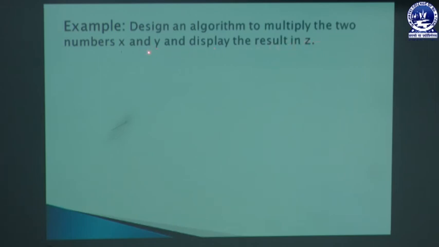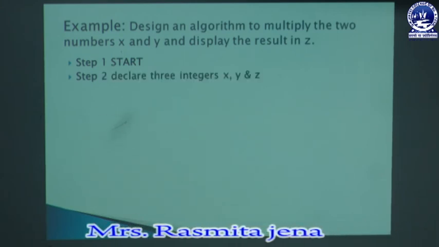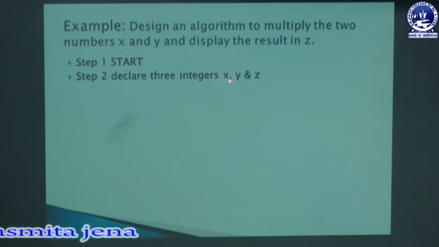That means we have 2 variables x and y, and we have to multiply these 2 variables and store the result in the variable z. So what will be the algorithm? First, we will write the keyword start or begin. Then we must declare the 3 integer variables, that is x, y and z. X and y are the 2 variables used to hold the input data, and after multiplying these 2 variables the result will be stored in the variable z.